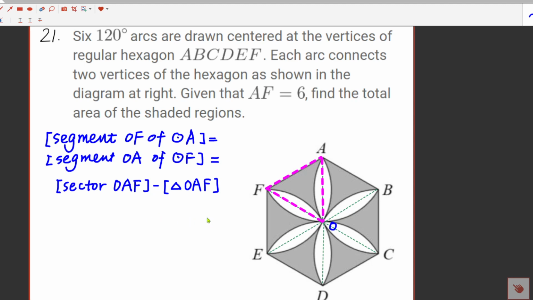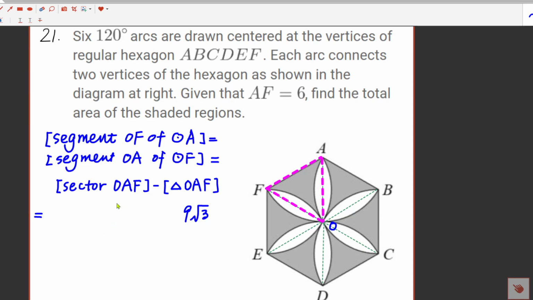Okay, since triangle OAF is equilateral, we know its area is AF squared times square root 3 over 4, right? Which is 9 square root 3 over 4. Oh, sorry, which is 9 square root 3, right?